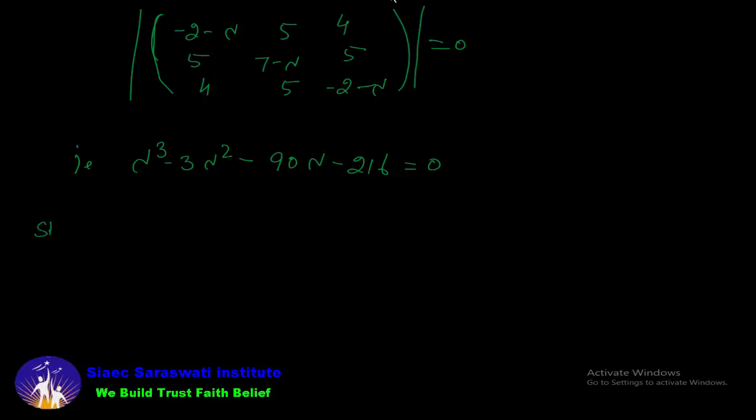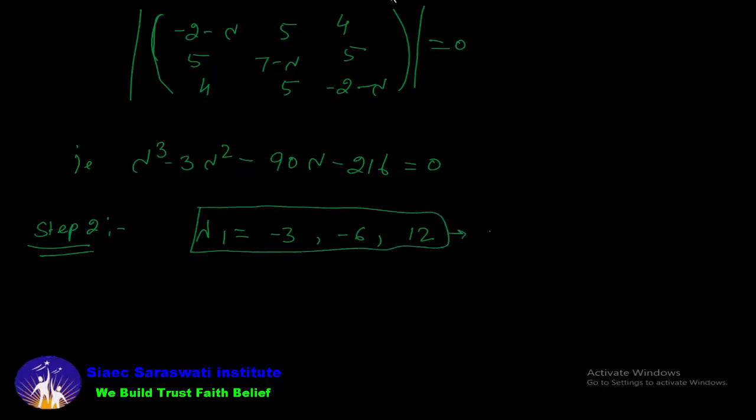So step number two, find out the value of lambda. Here I'm just going to solve it with a calculator. कैलकुलेटर का इस्तेमाल करके मैं इसको सॉल्व कर रहा हूँ, आप लोग भी इसको सॉल्व कर सकते हैं। So the value of lambda 1 is equal to -3, lambda 2 will be -6 and lambda 3 will be 12. So these are basically the required eigen values.